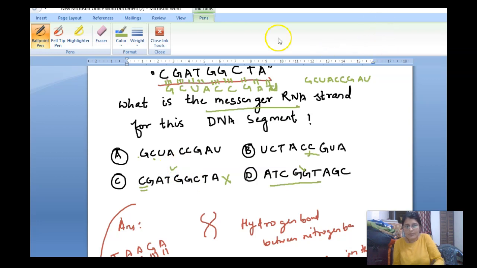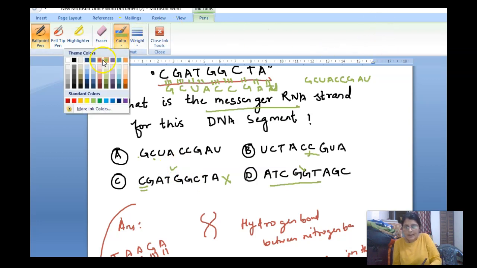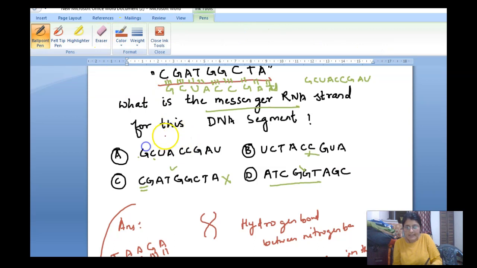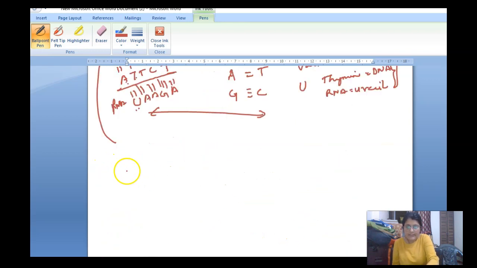Now we are taking another color to select the answer. This color is red. I am highlighting the exact answer with red color. So the overall answer to this question is option A, the correct option.